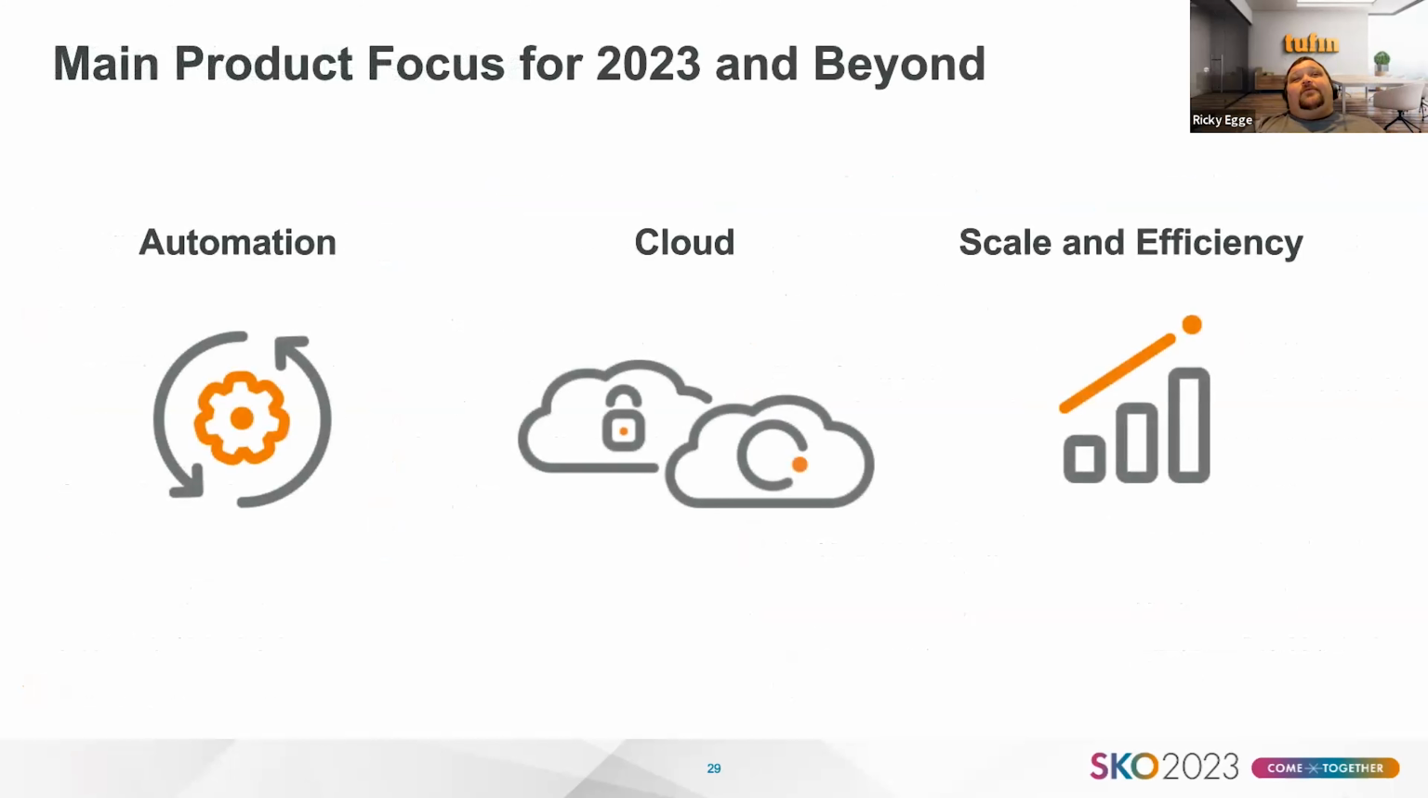And these are Tufin's focuses, right? So we have that vision of why are we doing what we're doing: securing the crown jewels. How do you do it? You focus on automation, you focus on the cloud and the hybrid infrastructure, and then you focus on how do we do it at scale and how do we do it efficiently.